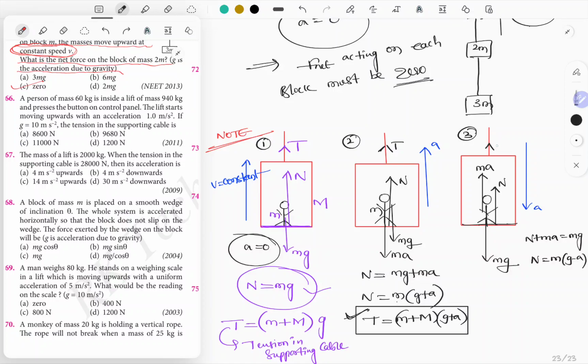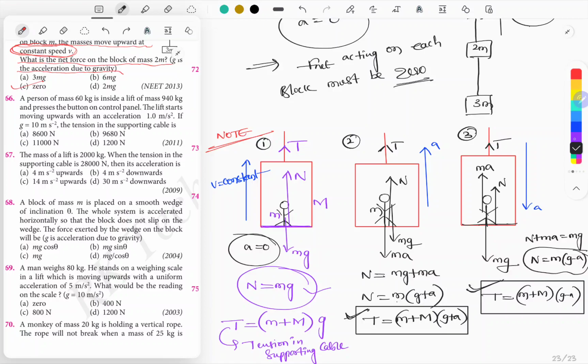What about tension in the supporting cable? Tension in the supporting cable is T is equal to (m plus capital M) into (g minus a). So this is the exact answer, and hope you understood, guys. This is how we have to find out tension in the supporting cable and normal reaction on the surface. So this normal reaction is nothing but weight of that person.